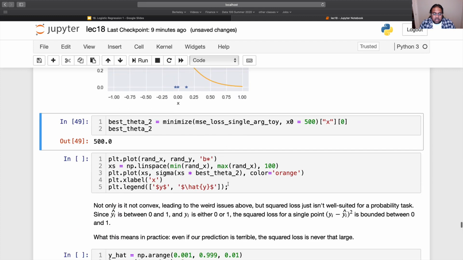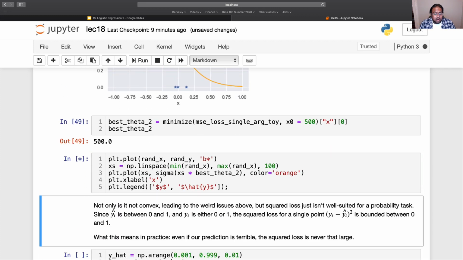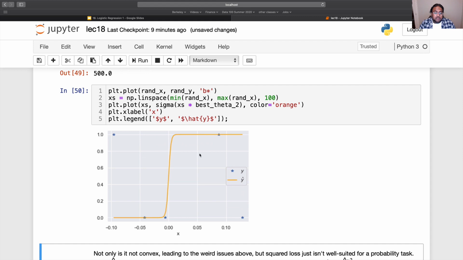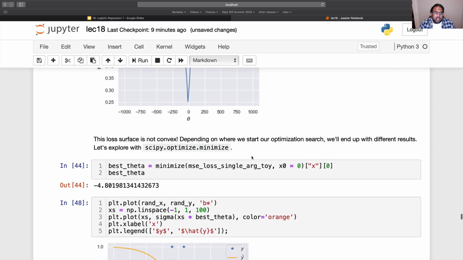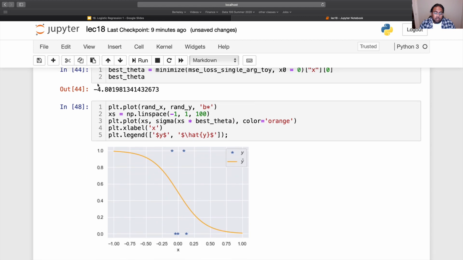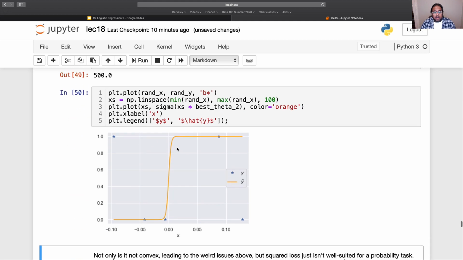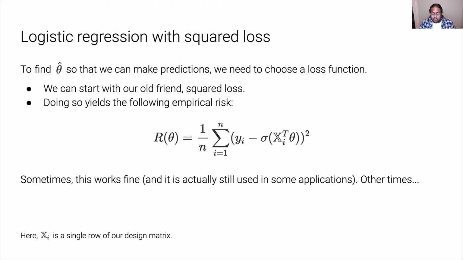And that's problematic because when I plot the resulting curve here, this result looks very different than the one where theta is equal to minus 4.8 or so. When our loss surface is not convex, wacky things like this can happen, and we're not really sure what parameters we will get back from our numerical optimization routine. So the case where our loss surface is not convex is one we want to avoid.